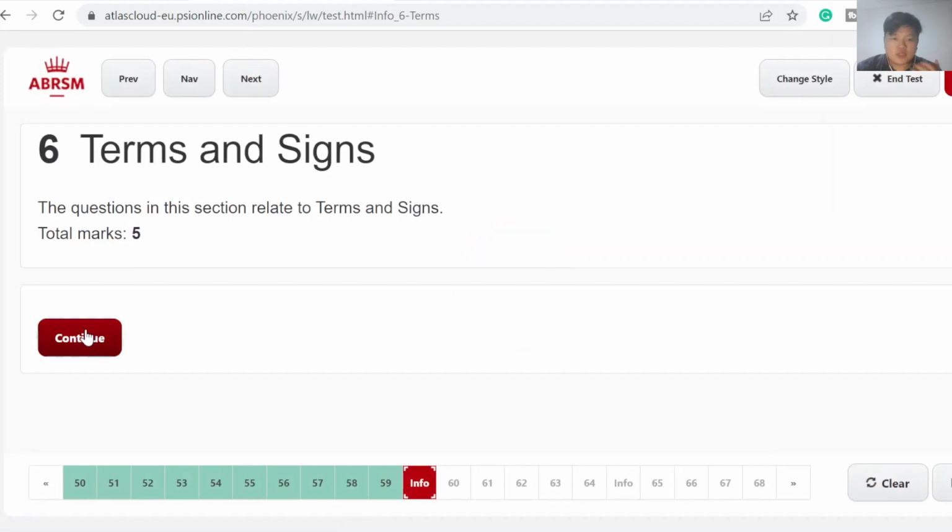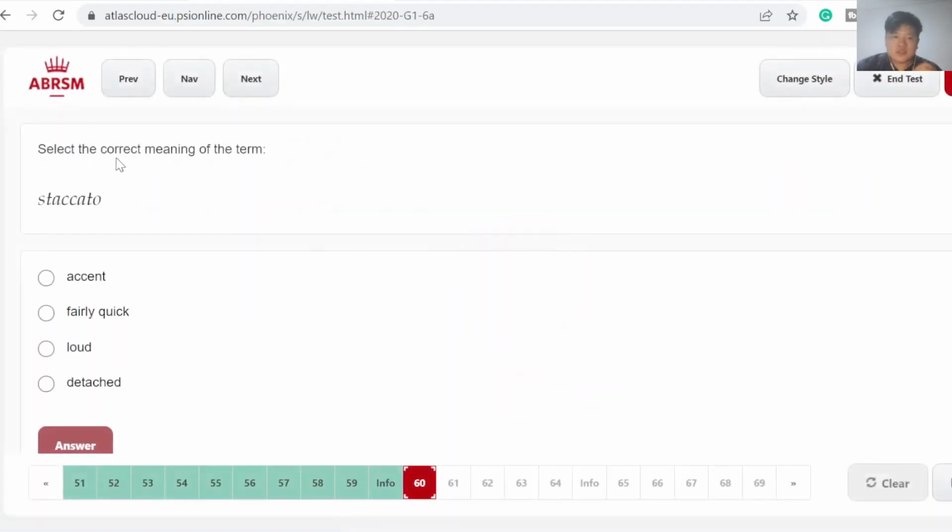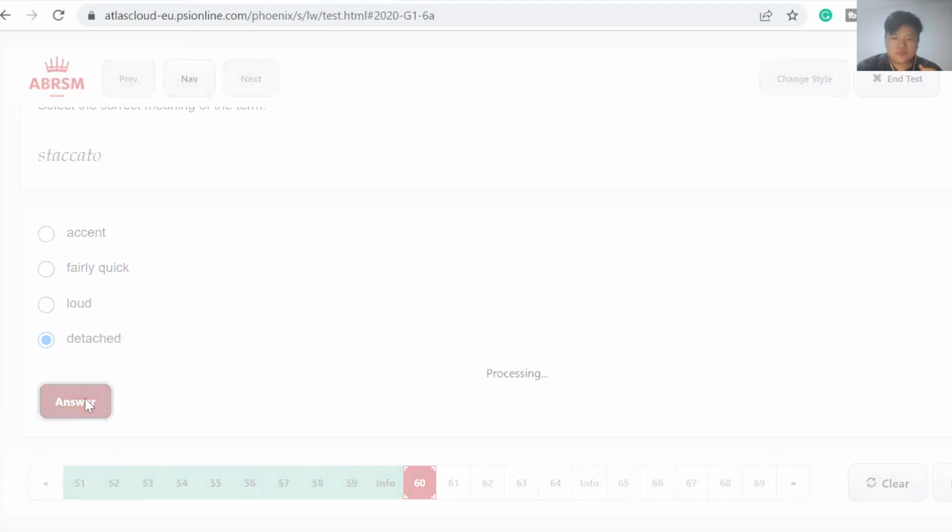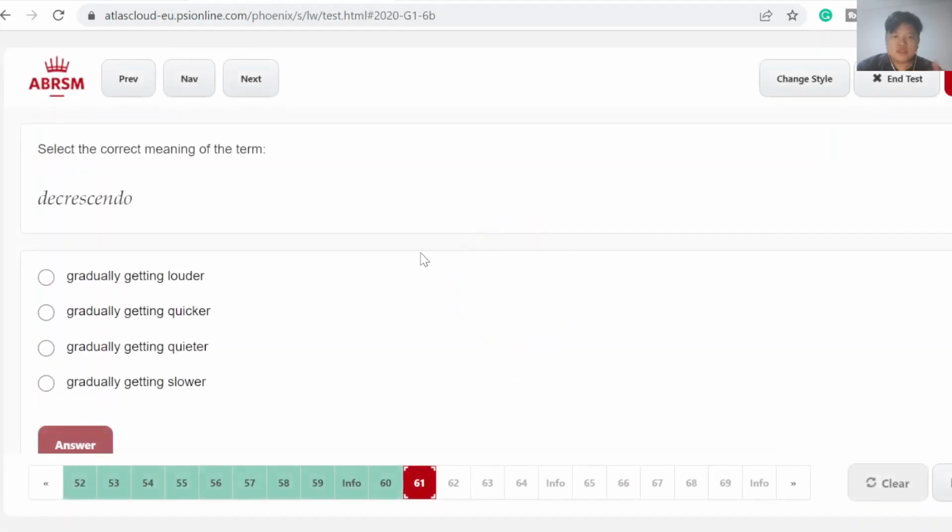Okay, next one we have term and sign. Staccato stands for detached, or you can call it short. When you see it in playing, it will look like this here. So you've got a quaver, correct? You see the dot here, correct? This dot stands for staccato. So your answer is detached. Next one, diminuendo is getting softer, okay?